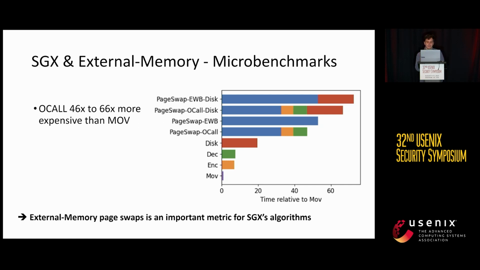What this tells us is that external memory page swaps are an important metric for SGX algorithms. So we not only want to minimize the number of instructions that we run, but we also want to minimize the number of pages that we're going to move in and out of the enclave.